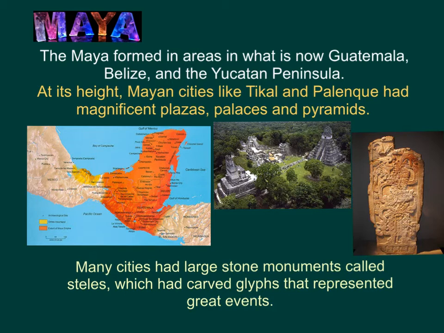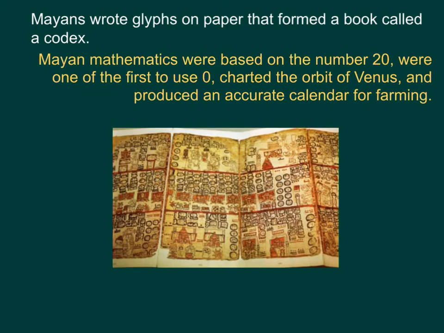At its height, there were huge cities in the empire. Mayan cities like Tikal and Palenque had magnificent plazas, palaces, and pyramids, as you can see some remains of those palaces here. Many cities had large stone monuments called steles, which you see here. They had carved glyphs. Glyphs are the writing of the time that represented great events. Mayans wrote glyphs on paper that formed a book called a codex. So you can see what a codex looks like here.